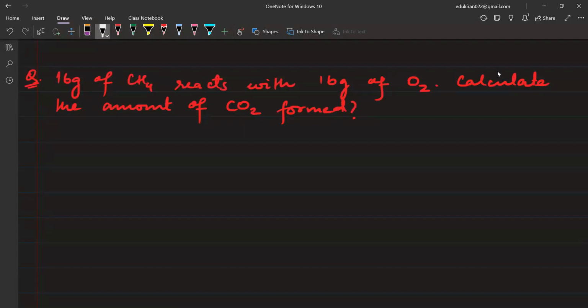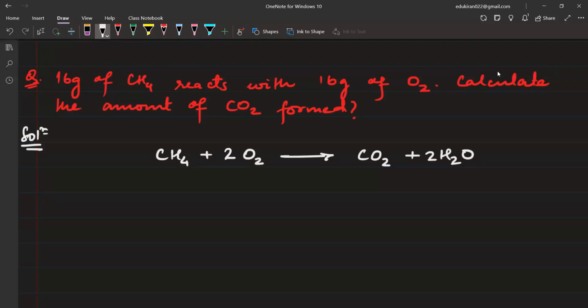So first of all, even before talking about the type of numerical, we'll start with the balanced chemical reaction. CH4 plus O2 gives CO2 plus H2O, balancing 2 here and 2 here. Okay. Now we are going to look at the type of problem. So what is asked, product or reactant? Product, sir. And is the amount of one reactant given or more than one?